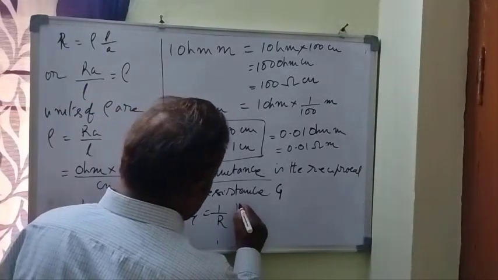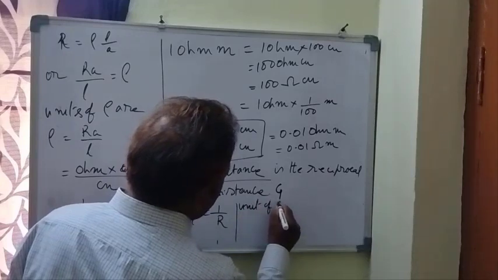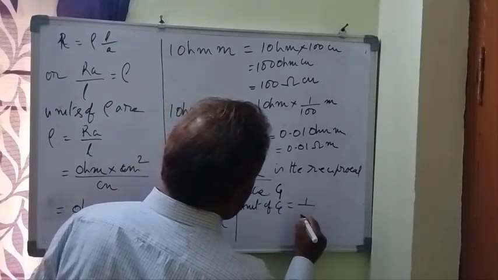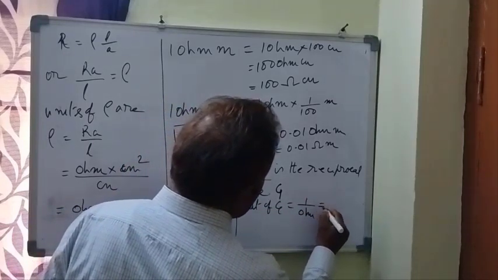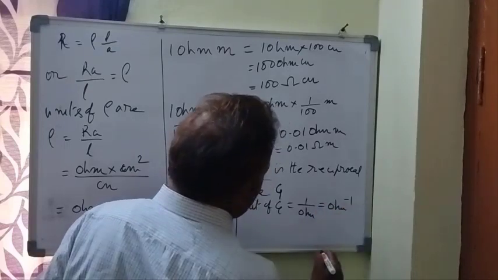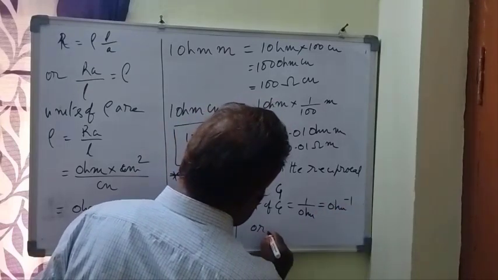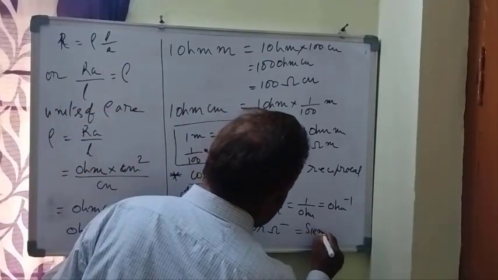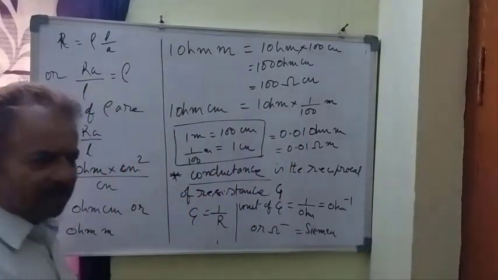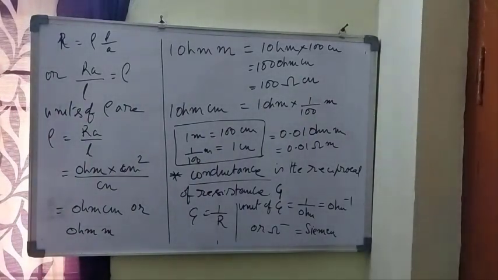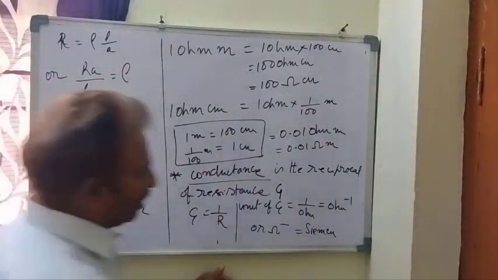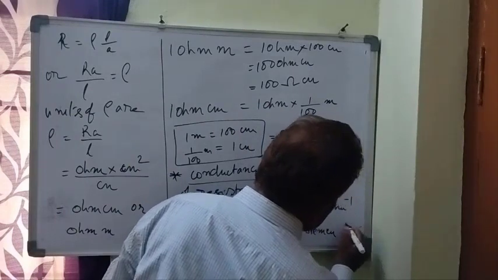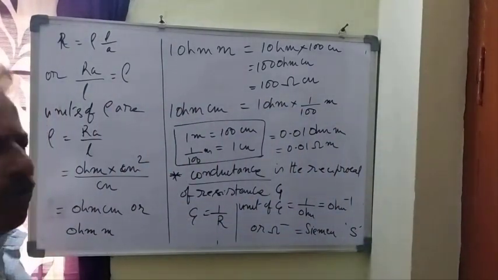So what is the unit? Unit of G equals 1 by R, that means 1 by ohm. 1 by ohm can be written as ohm inverse. Ohm inverse is also referred to as Siemens. 1 ohm inverse equals 1 Siemens. It is denoted by S. S is the symbol used for Siemens.